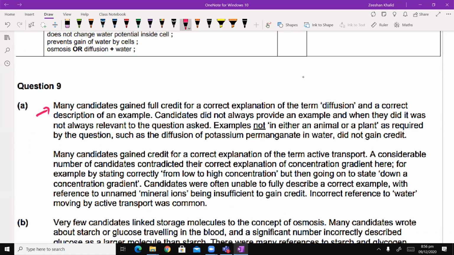Many candidates gained full credit for a correct explanation of the term diffusion and a correct description of an example. Candidates did not always provide an example. When they did, it was not always relevant to the questions. Okay? Examples not in either animal or plant as required by the question.